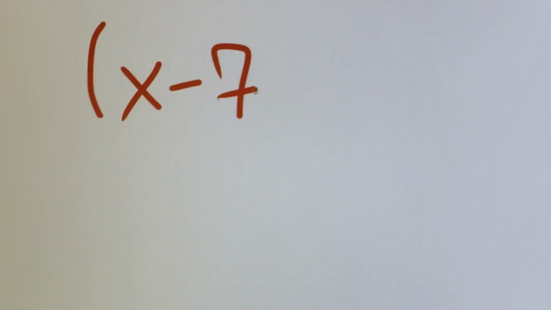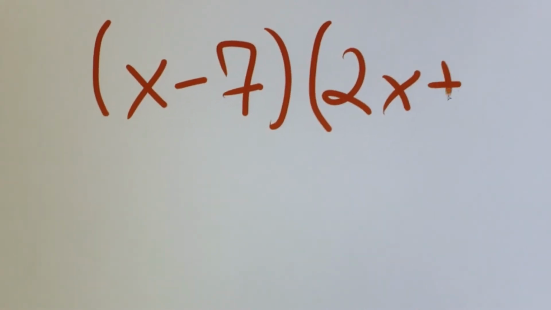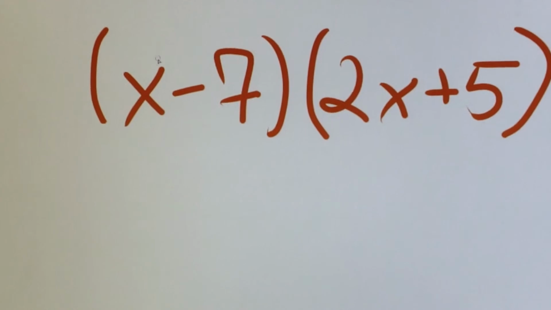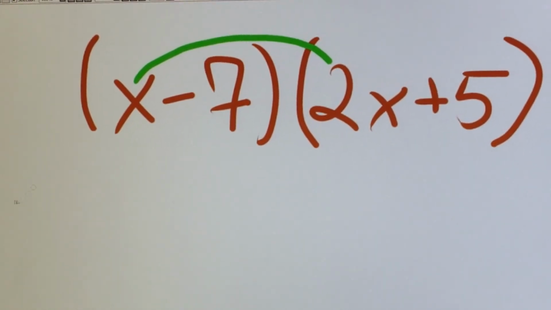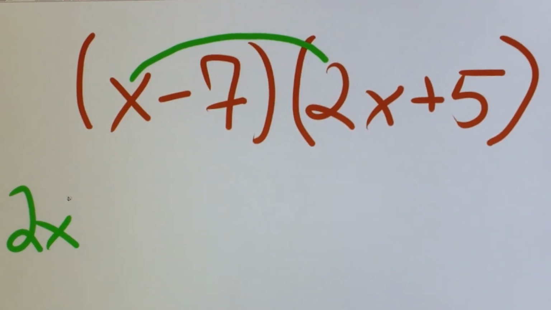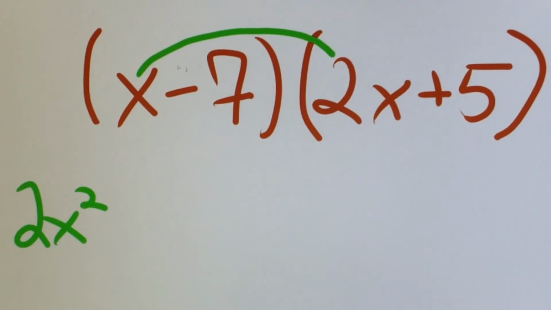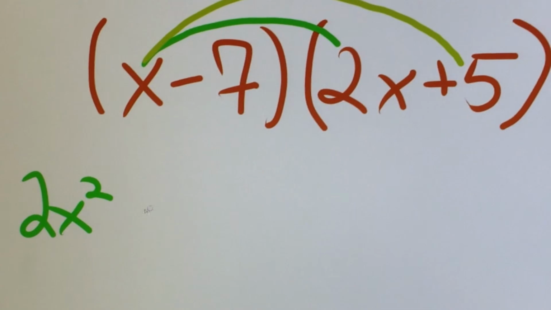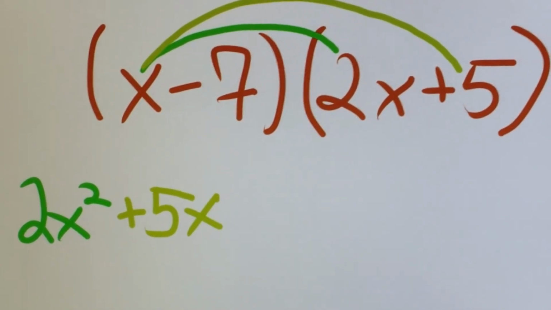And our next example will be the following: x minus 7 and 2x plus 5. So you all know what FOIL is: first, outer, inner, last. We're just going to go ahead and explain it. When you're doing this, you're going to combine the x's to the 2 to make 2x squared. After that, you're going to combine the x and the 5. Because the 5 is a positive, you're going to do plus 5x.